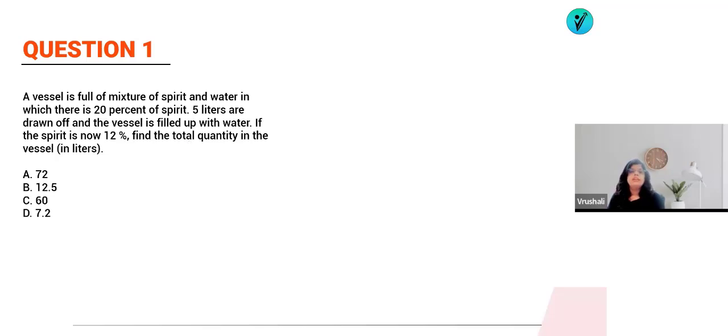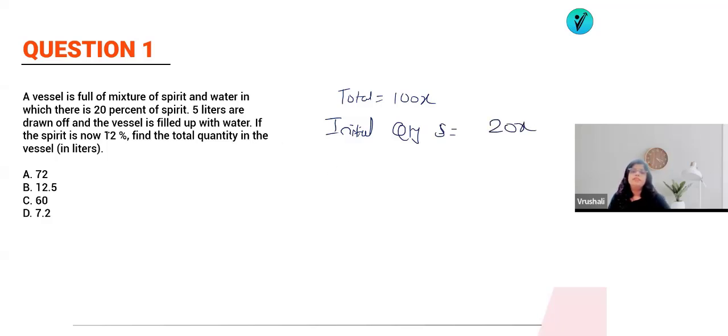So what I know is that initially 20% is the spirit. Suppose total is X. So we can say that 20% of X. That means total is, suppose, 100x. Total is equal to, suppose, 100x. So we can say that the initial quantity of spirit will be equal to how much? 20x, right? 20%. Now what are they saying?